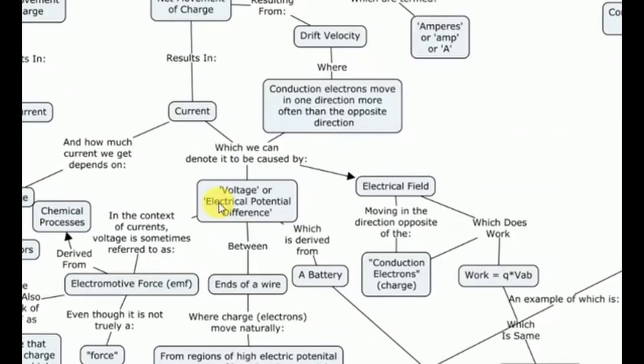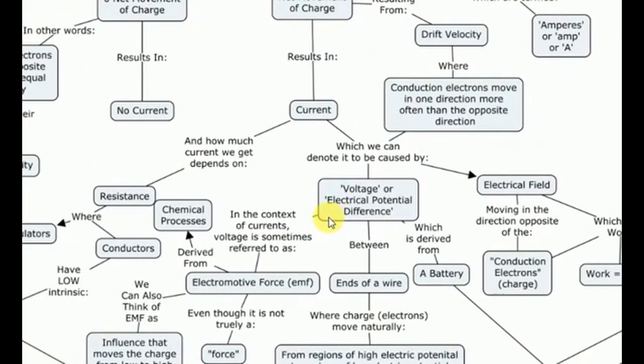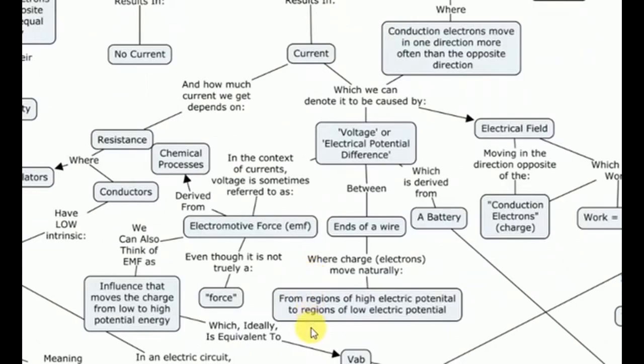And we could say that it is caused by the electrical potential difference, or the voltage, formed by an EMF source, such as a battery. And this voltage, which exists between ends of a wire, influences the electrons, the conduction electrons, to move from regions of high electrical potential to regions of low electrical potential.